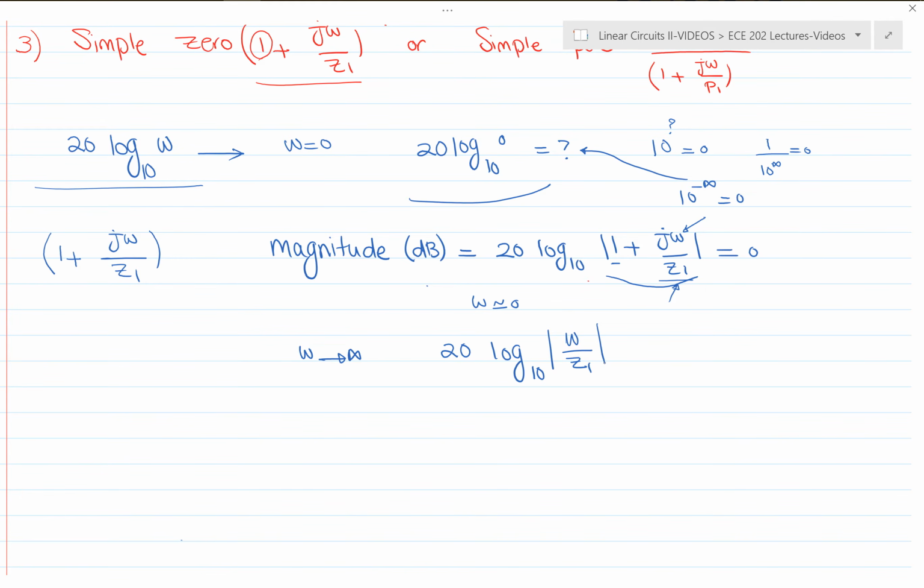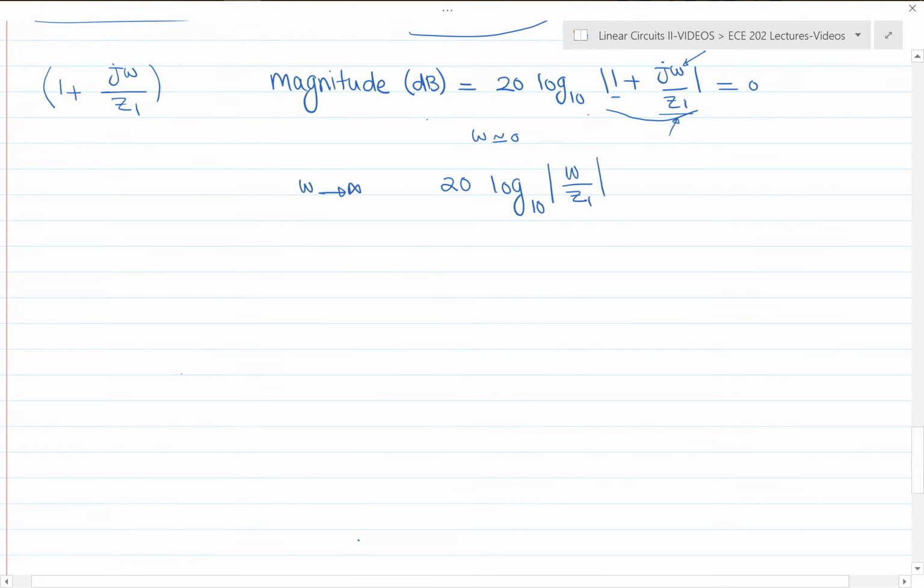Okay, now let's see what is happening in between. So first we have 0, then we have infinity. So we should have some break frequency, right? A frequency at which the plot is increasing from 0 to infinity. Okay, so let's see what that is. So we can say that z1, which is our zero, is the breaking or corner frequency.